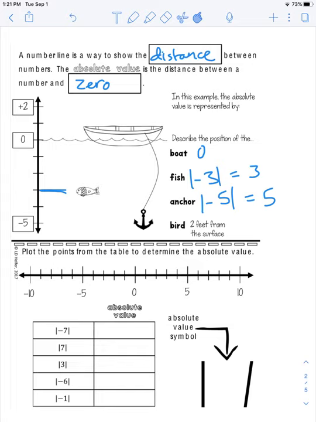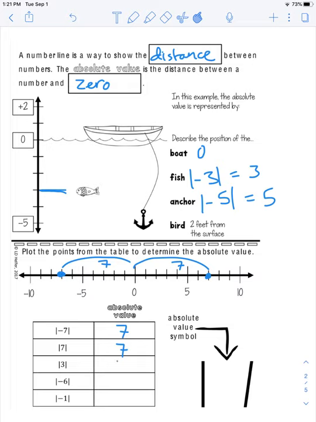All right, this bottom part has a chart. And it says graph the points on the table to determine the absolute value. So if we start with -7, -7 on that number line is right here. It's still 7 points from 0, so the absolute value is 7. +7 is over here, and it's 7 points from 0, so the absolute value of +7 is 7. All right, pause the video, see if you can fill out those last 3.